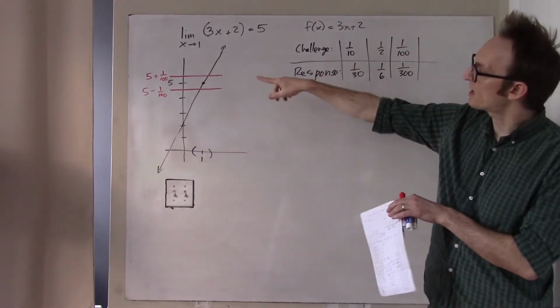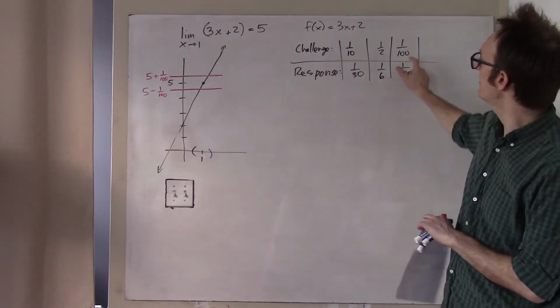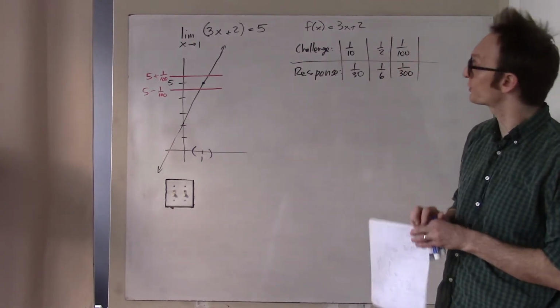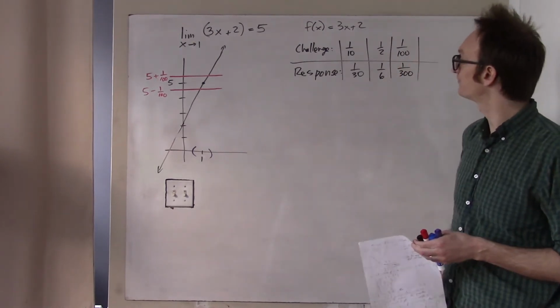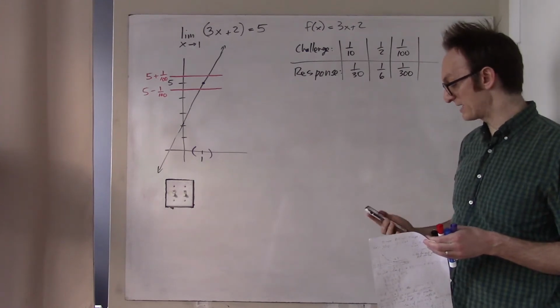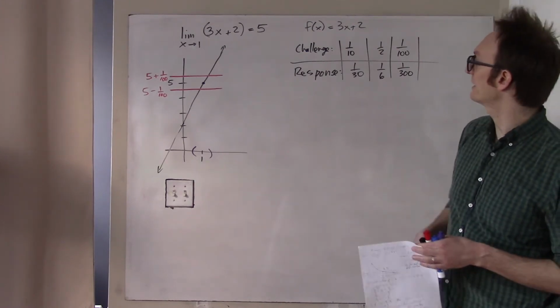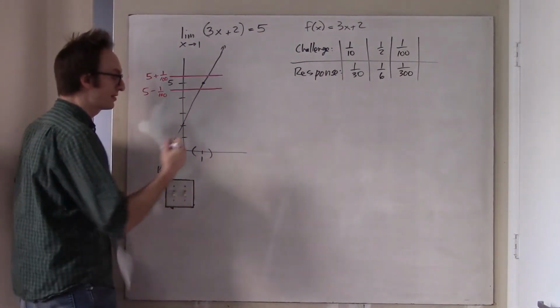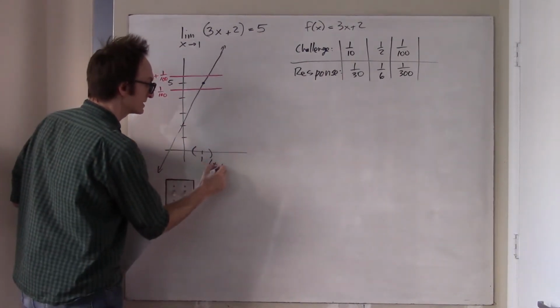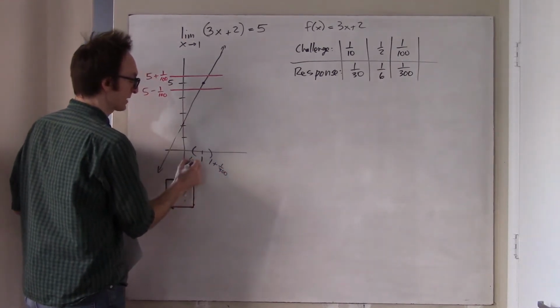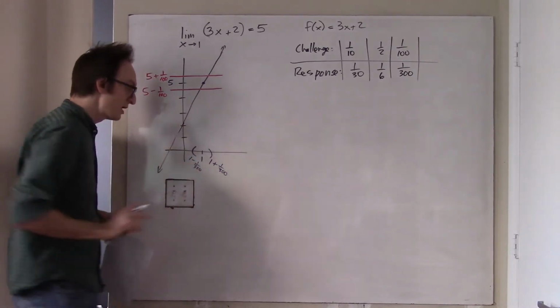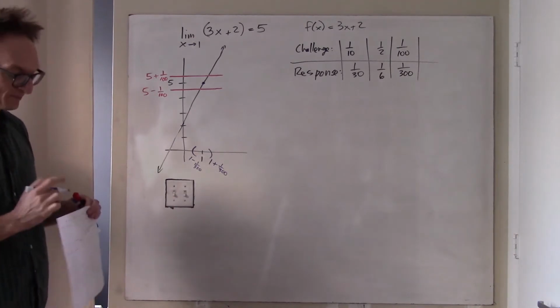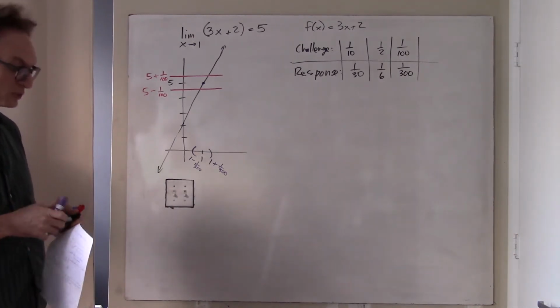And finally, what's still on the picture right now is if I'm issued a challenge of 1/100, then I can stay within 1/300 of 1. So this is like 1 plus 1/300, and this is like 1 minus 1/300. Okay, and so it's time now to do this in general.